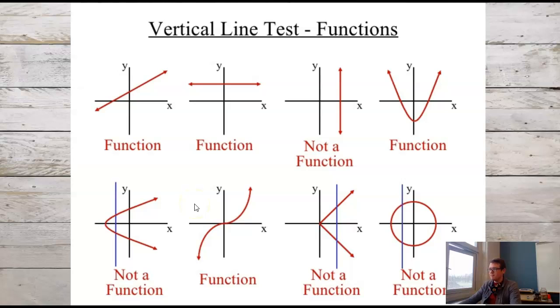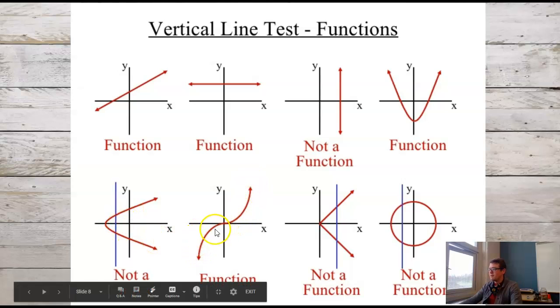Here are some more fun examples of that. A horizontal line is a function. Vertical line, absolutely not. This is probably a parabola. It just kind of looks a little bit too steep at the bottom. That is a function. Turn it sideways, it's not. This is actually the graph of y equals x cubed. Maybe it's the cube root of x. I forget which one this is. But it is a function. Turn the absolute value graph sideways, not a function. Circle, not a function. Any questions about the vertical line test?